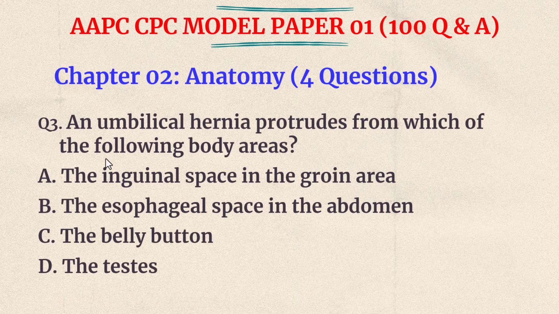Let's go to the third question. An umbilical hernia protrudes from which of the following body areas? A. The inguinal space in the groin area. B. The esophageal space in the abdomen. C. The belly button. D. The testis. So please pause the video for a few seconds and think the answer.